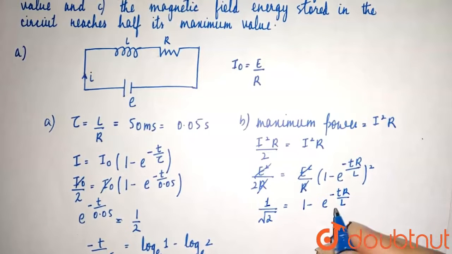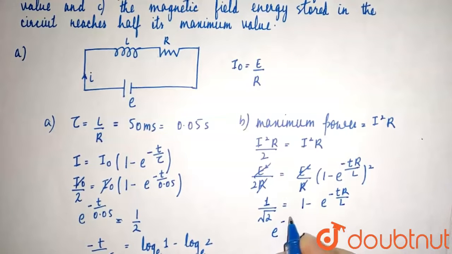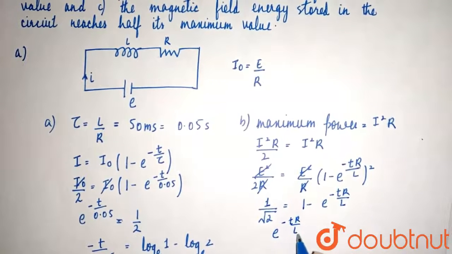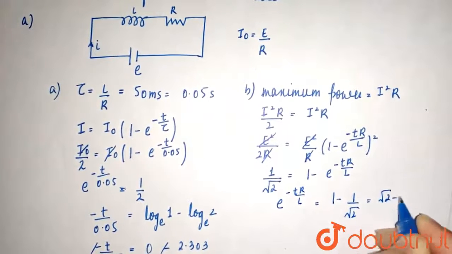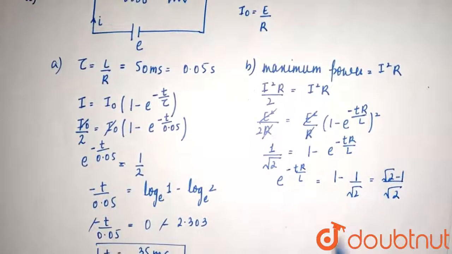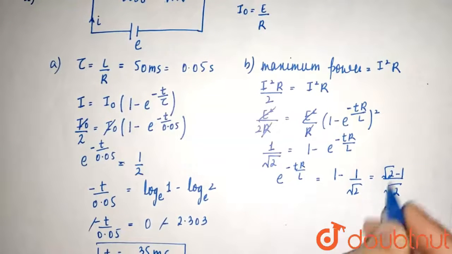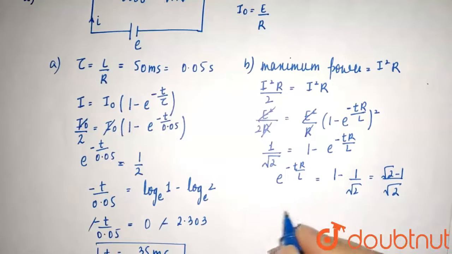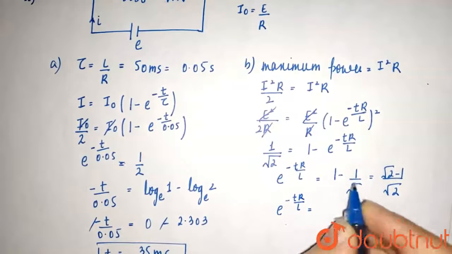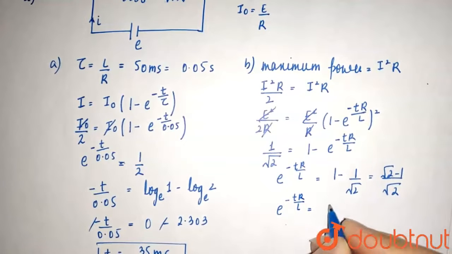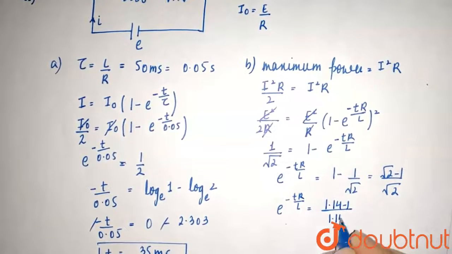After this, we can write it as e to the power minus t R by L is equal to 1 minus 1 by root 2, that is root 2 minus 1 by root 2. After this, we can take the log. And if we solve this, e to the power minus t R by L is equal to root 2 by root 2 minus 1, that is 1.14 minus 1 divided by 1.14.